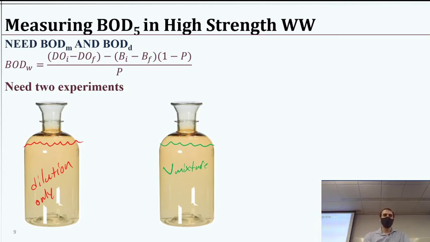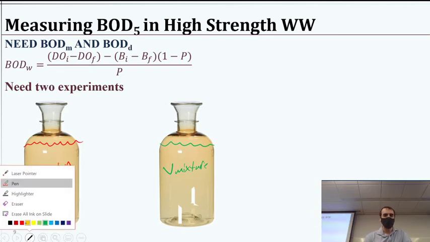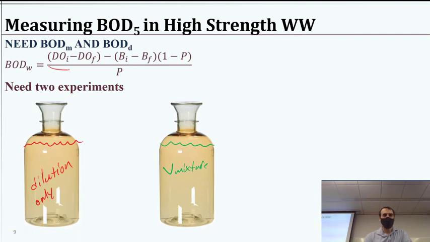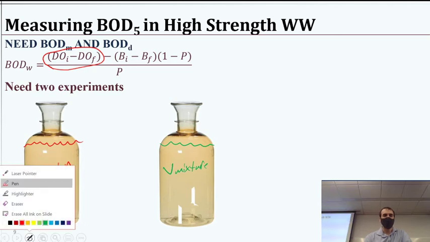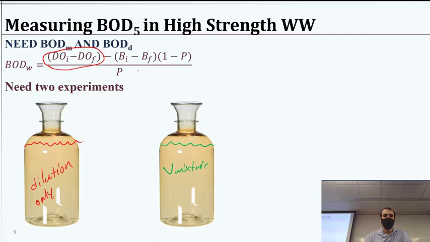Okay, so that would end up giving us our BOD of the wastewater, based on the equation we just looked at, is going to be equal to DOI. So this is for the mixture here. Now, let me match the colors. So we have the DOI minus DO final for the mixture. And then we have these other terms where we have, this is the mixture in green.